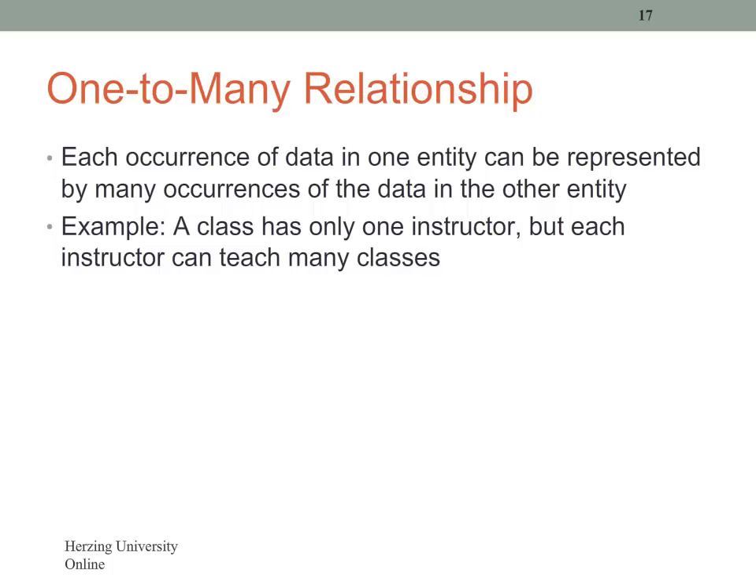In a one-to-many relationship, each occurrence of data in one entity can be represented by many occurrences of the data in another entity. The example, as we showed in the prior slides, is where a class may only have one instructor, but each instructor may have many classes.